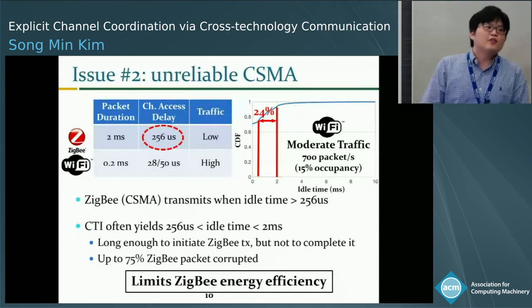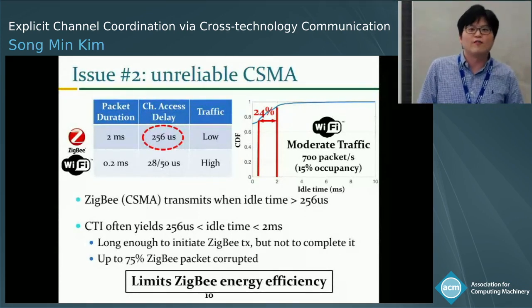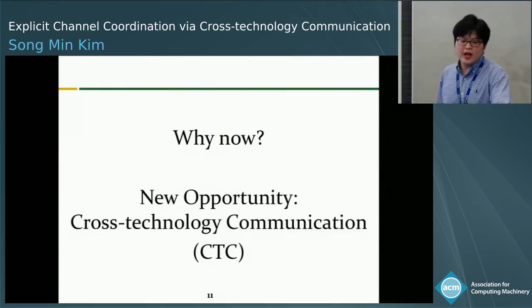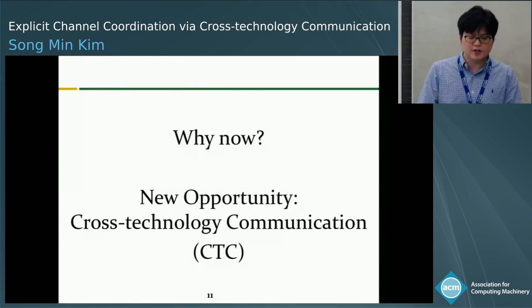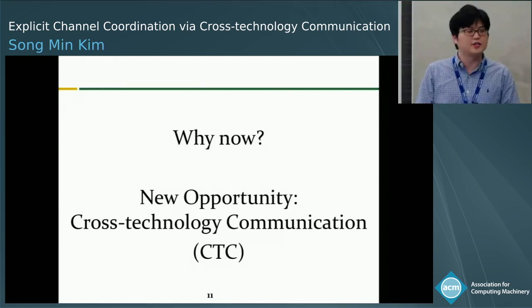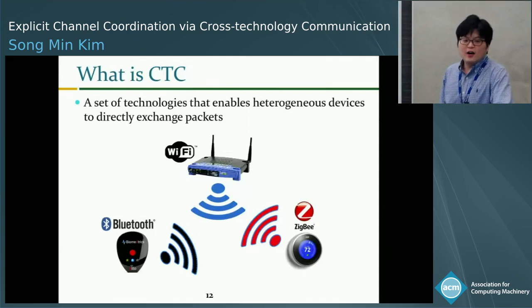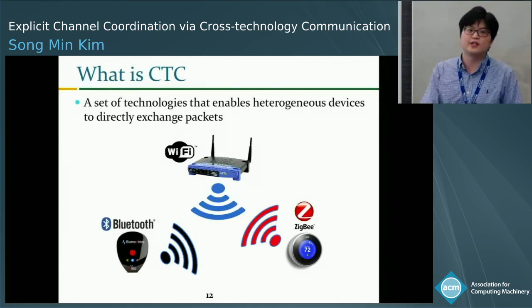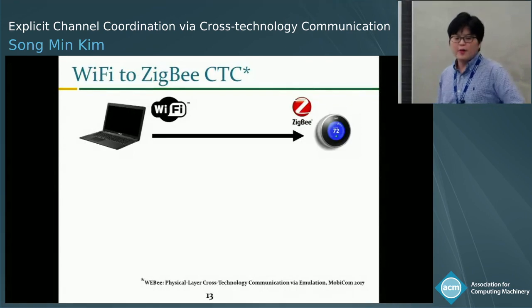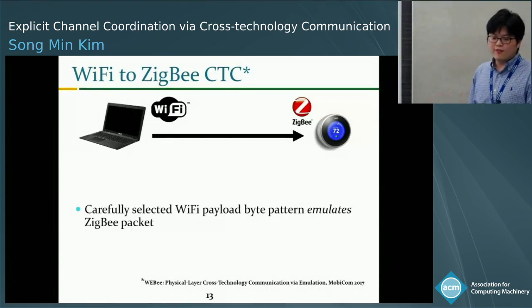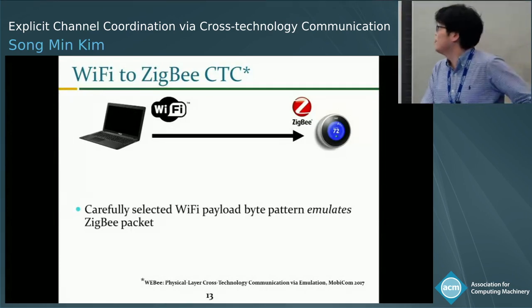However, the issue of CTI has been there for a long time. So why do we have to care in 2018? This is because we now have a new opportunity called cross-technology communication, which is CTC in short. CTC is a recently announced set of technologies that enables heterogeneous devices to directly communicate. In this paper, we are particularly interested in Wi-Fi to ZigBee CTC, which was announced last year, where we carefully select Wi-Fi payload byte patterns to emulate ZigBee packets.